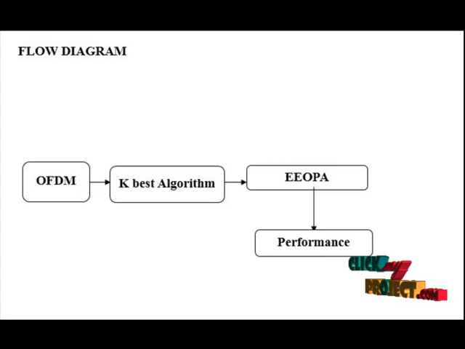Here is the system architecture of our proposed work. It consists of four major blocks. The first block is OFDM, the second block is the K-best algorithm, the third block is the energy efficiency optimization algorithm, and finally the performance analysis block.